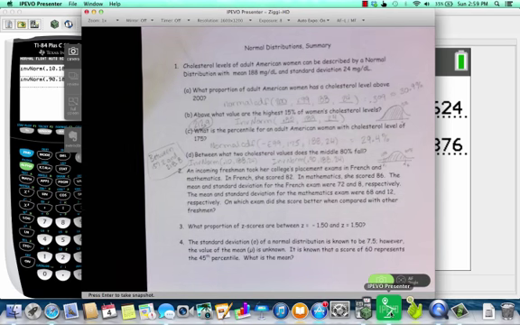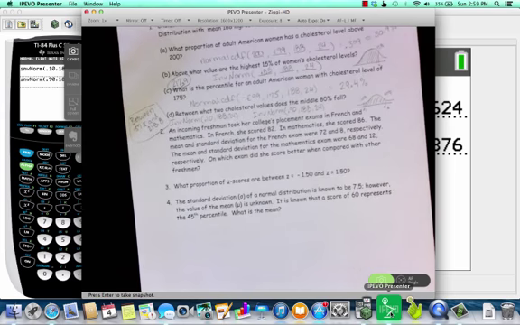Number 2. An incoming freshman took her college placement exams in French and mathematics. In French, she scored 82. In mathematics, she scored 86. The mean and standard deviation for the French exams were 72 and 8, respectively. The mean and standard deviation for the math exams were 68 and 12, respectively. On which exam did she score better when compared with the other freshmen?